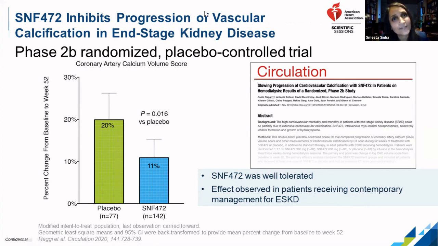But this was a phase 2 randomized placebo-controlled trial which met its primary endpoint and showed a reduction in coronary artery calcium volume score, with 20% progression in the placebo arm and 11% in the treatment arm. The other thing that was of note, it was well tolerated. And this was despite patients receiving contemporary management for ESKD. So, you know, they weren't denied things like cinacalcet or non-calcium-based binders.